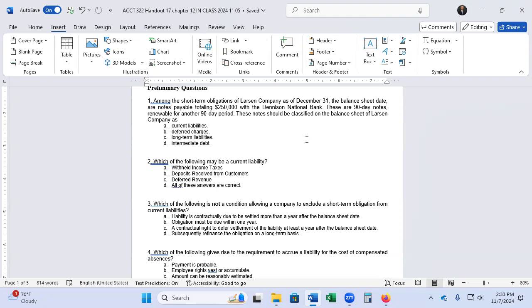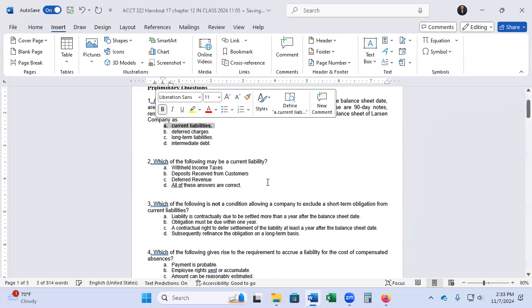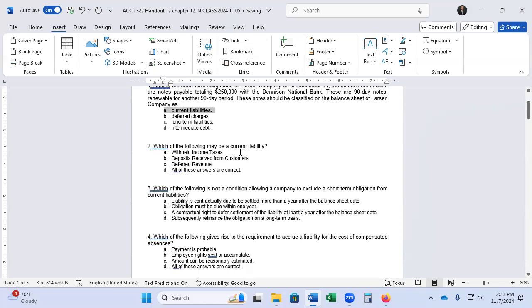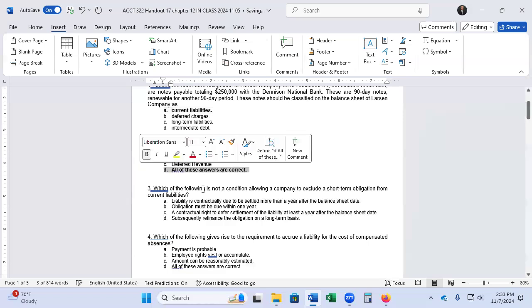All right. So let's talk about these. First question, among the short-term obligations of Larson Company as of December 31st, the balance sheet date, are notes payable totaling $250,000 with Denison National Bank. These are 90-day notes renewable for another 90-day period. These notes should be classified on the balance sheet as current liabilities. Which of the following may be a current liability? Withheld income taxes, deposits received from customers, deferred revenue, or all of the above.